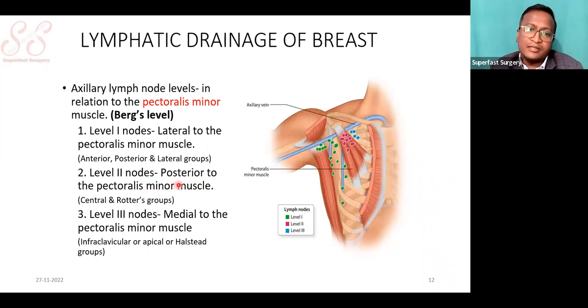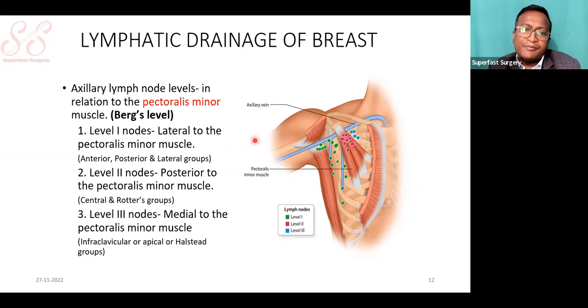Now level 2 lymph nodes are the ones which are posterior to pectoralis minor muscle. And that includes central and Rotter's group of lymph nodes. Rotter's is basically interpectoral, that is between the pectoralis major and pectoralis minor muscle. Level 3 group of lymph nodes, just one second, I'll allow participants to join. Okay, so level 3 nodes are medial to the pectoralis minor muscle, that is also known as infraclavicular, apical, or Halsted group of lymph nodes. So this is Berg's classification of axillary lymph nodes.